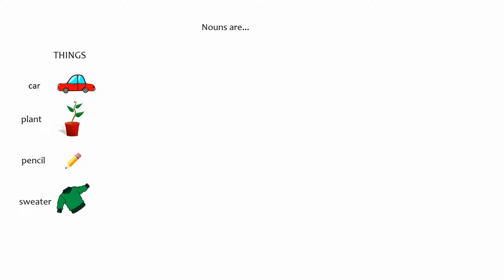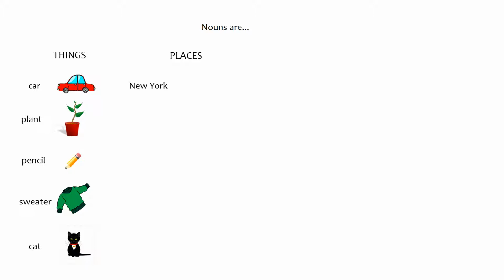Well, nouns can be different types of words. Nouns describe things. For example, car, plant, pencil, sweater, cat.